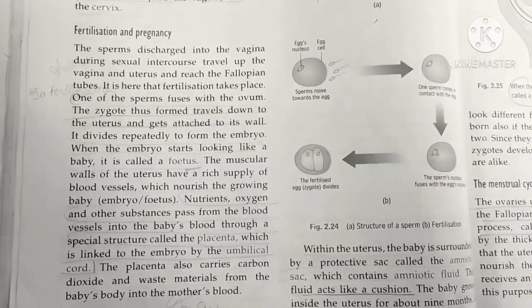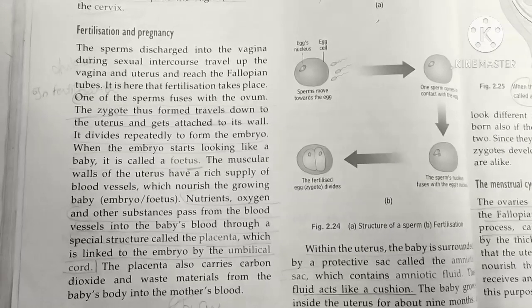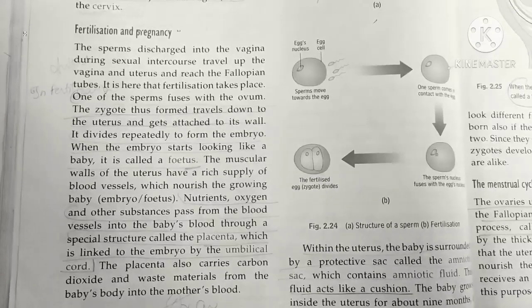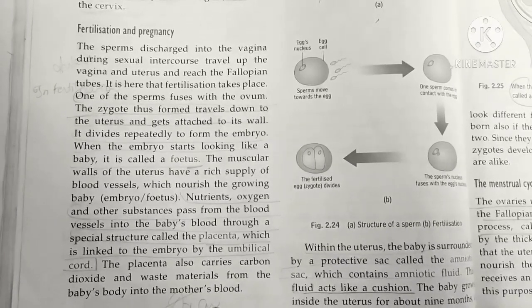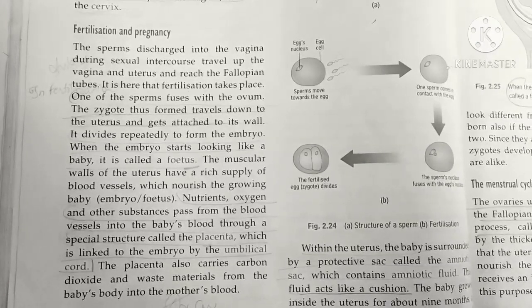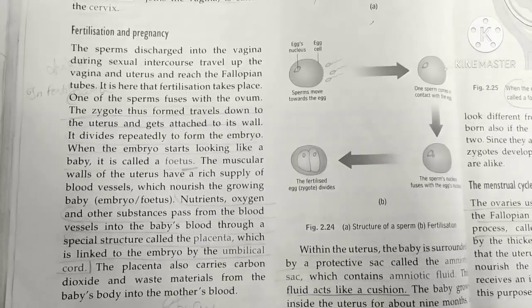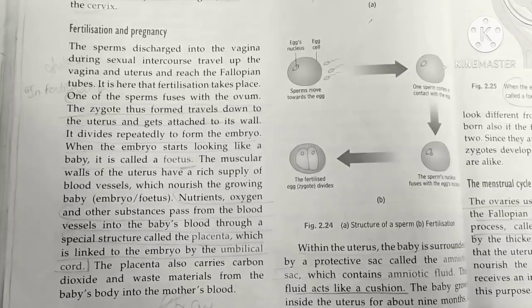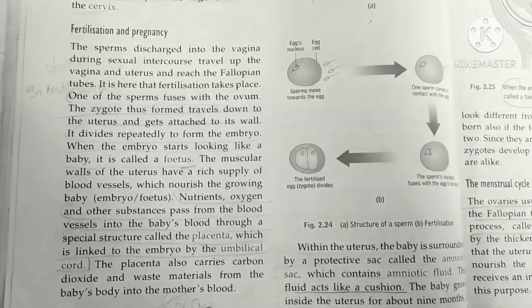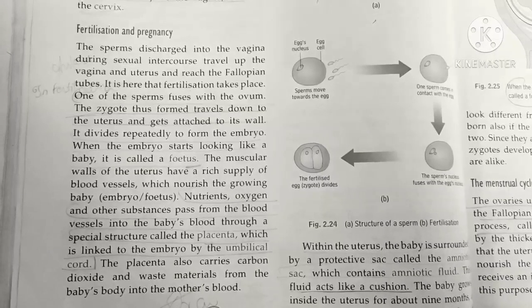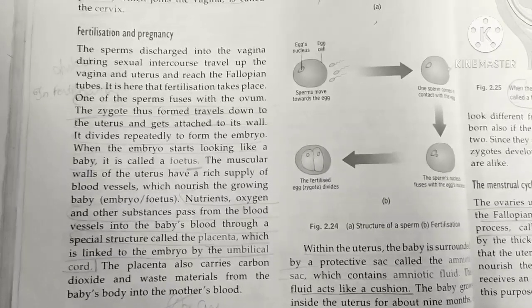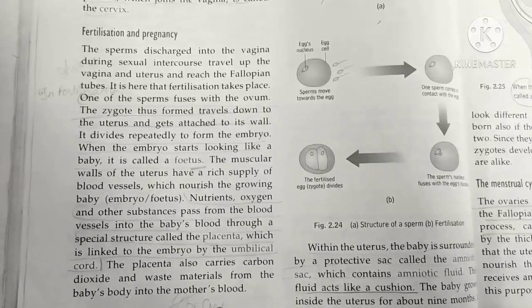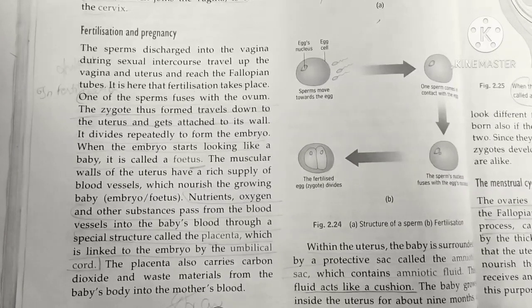Then it divides rapidly to form the embryo. When the embryo starts looking like a baby, that is called fetus. The muscular wall of the uterus has a rich supply of blood vessels which nourish the growing baby. Nutrients, oxygen and other substances pass from the blood vessels into the baby's blood through a special structure that is called placenta.